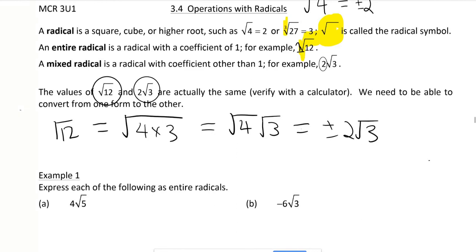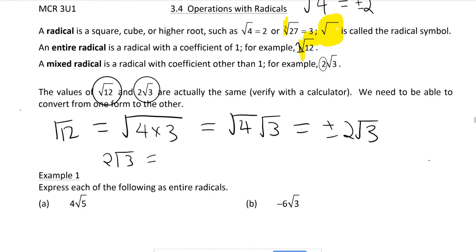Now, let's try going the other way. Let's say I have 2 times the square root of 3. That's when I'm starting with a mixed radical and I want to turn it into an entire radical. So how do I do this? Well, this way is actually easier. What you're really doing is the reverse of what we just did.